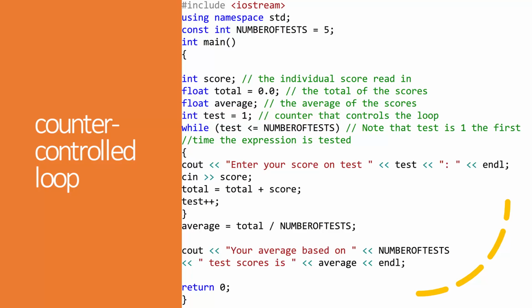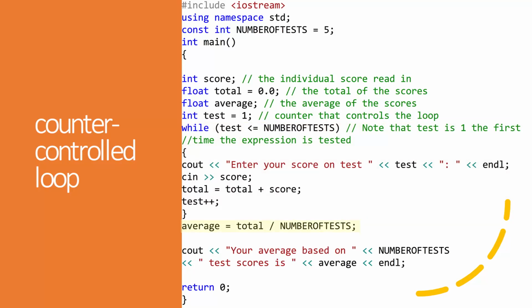The while loop uses the test variable to prompt the user to enter their score for each test. The score variable is used to store the user's input, and the total variable is incremented by the score on each iteration of the loop.